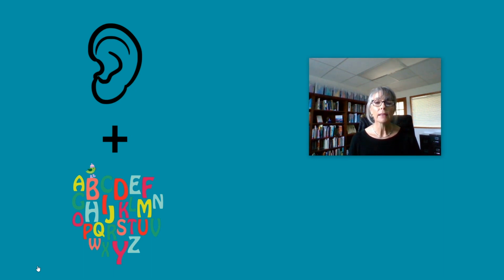You can see that because we have worked on hearing the sounds of our language, I can hear k, a, t. Now I can put a symbol with the sound. The letter C often represents the k sound. The letter A often represents the a sound. The letter T represents the t sound.